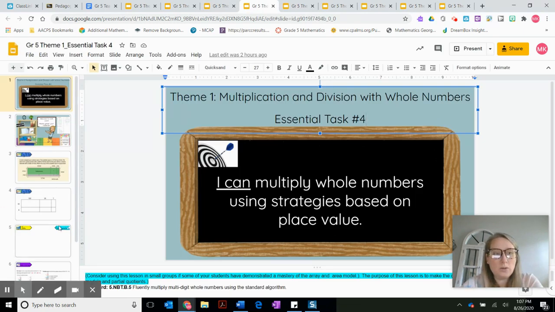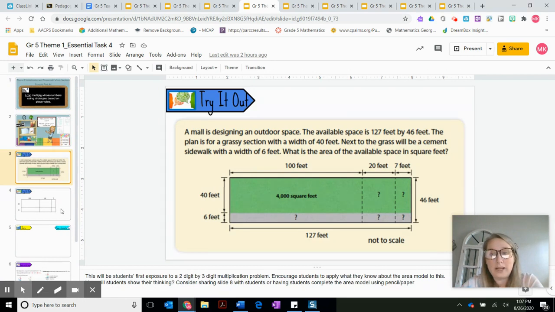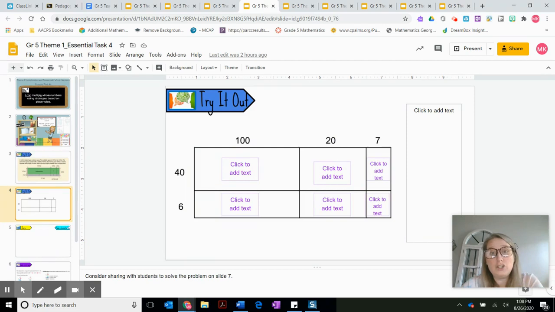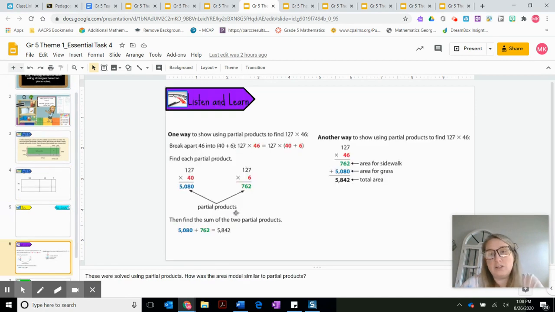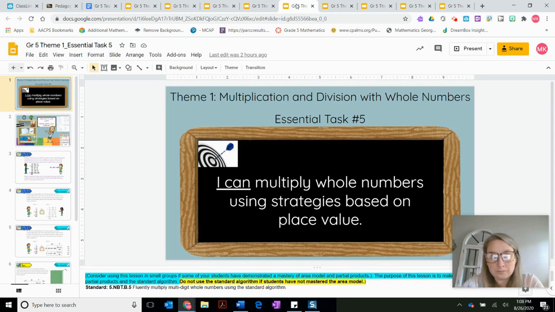Essential task 4, we're still going to continue with the area model. This has greater digits. So this is a 3x2 versus the 2x2s that we were looking at before. So just kind of building up. And once again, we're going to make that connection between partial products and the area model.